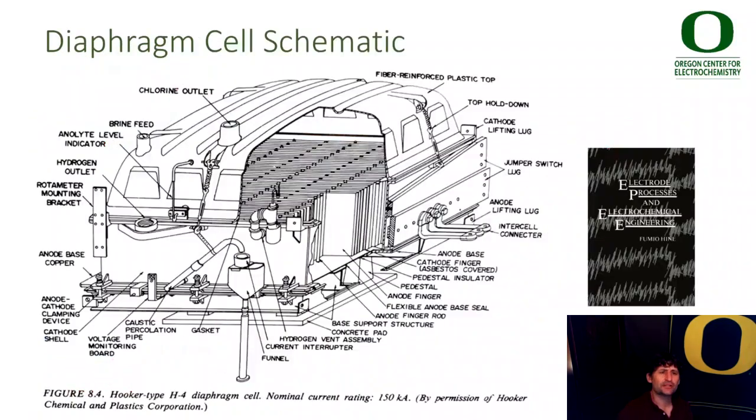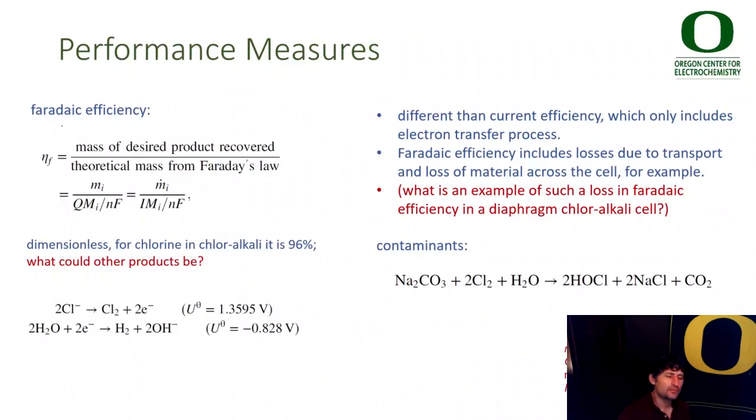Here's a more detailed schematic of a diaphragm cell. This is taken from the book by Fumio Hine, Electrode Processes and Electrochemical Engineering. This book has a lot of nice detailed schematics that you might find useful if you actually end up working on such technology. You'll notice here many cells stacked in parallel. We'll talk about how those cells are stacked and how that affects the performance of such a system. But first, let's consider some of the basic electrochemical parameters.